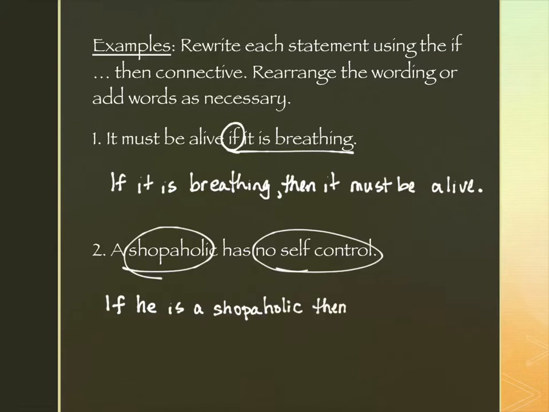then he has no self-control. Does it need to say he? No. It could say he, it could say she, it could say they, it could identify a person's name. Doesn't really matter. But we're adding that extra word in there to identify it as connected to a specific person or persons. Does that make sense?